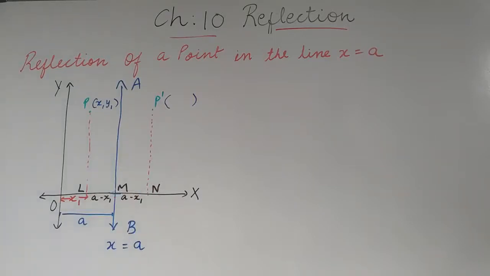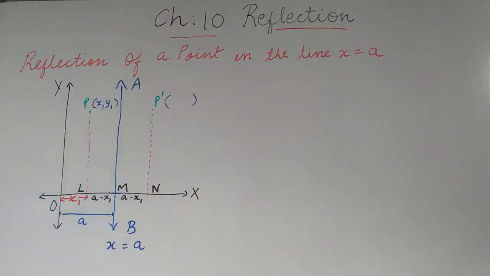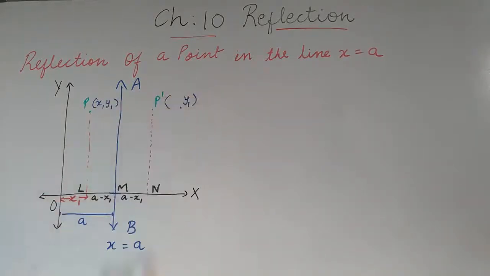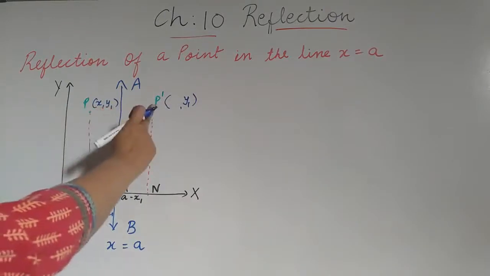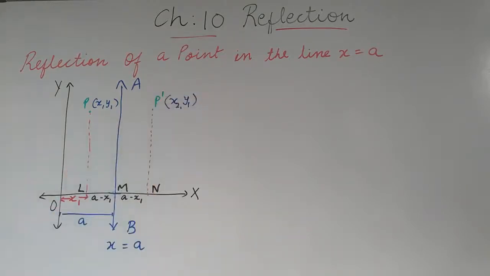So students, what I told you is that we want to find out the coordinates of this point. You see, y1 will not change, which means the y-coordinate will remain the same, because the distance on the y-axis remains the same. Only the distance on the x-axis is changing. So let me take this as x2. So these are the coordinates of P dash: (x2, y1). But we want to find the value of x2 now. So how do we find it? We will find it by taking the distance on the x-axis.